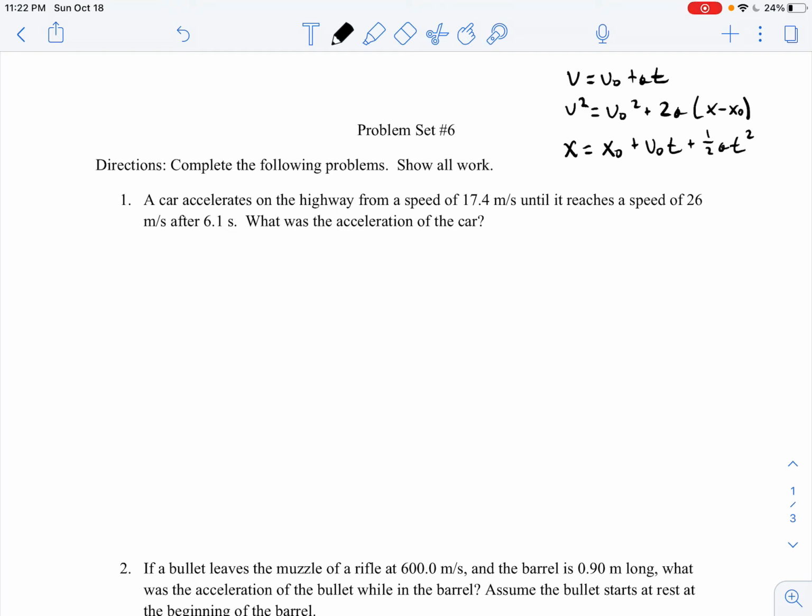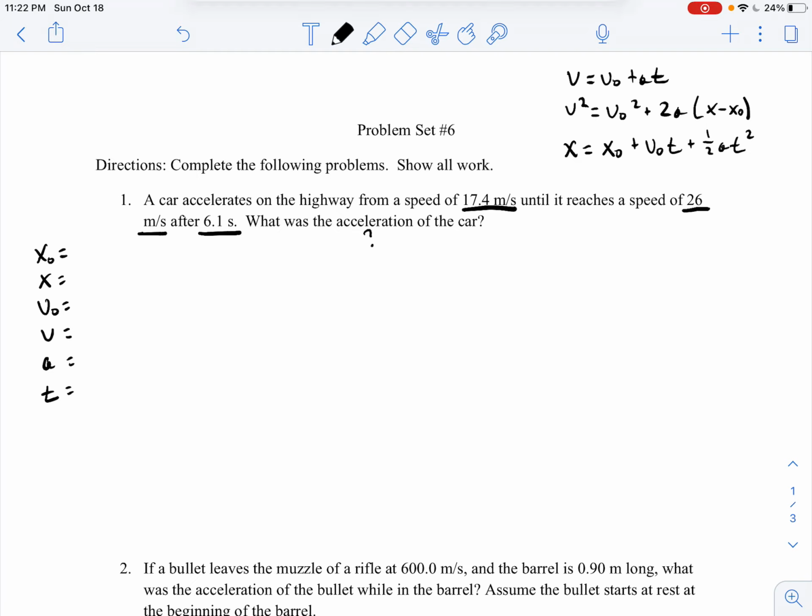So again, as we look at our very first problem here, we have a car accelerates on the highway from a speed of 17 meters per second until it reaches a speed of 26 meters per second after 6.1 seconds. We're trying to figure out what is our acceleration of our car. So thinking about our quantities here of initial position, final position, initial velocity, final velocity, acceleration, and time, we want to be able to fill in what we have here.